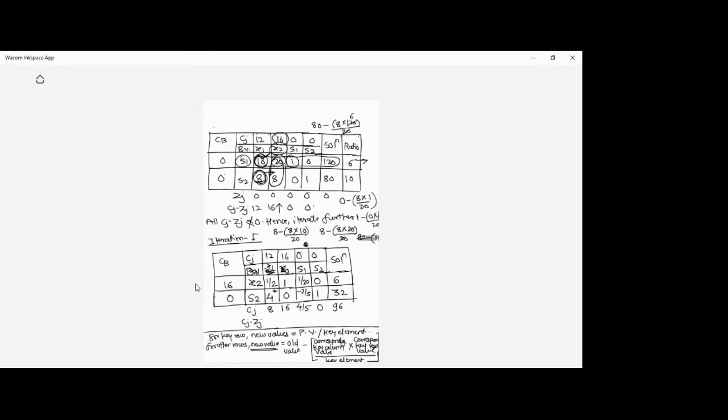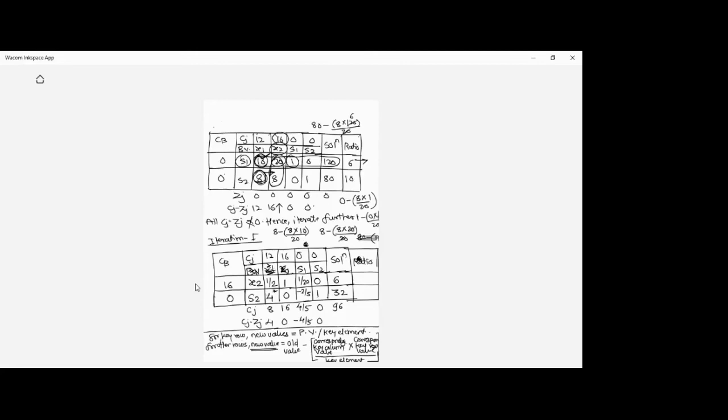Now we have to find out whether it is optimal or not. Optimality check is related with Cj minus Zj. So let's find out: 12 minus 8 is equal to 4, 16 minus 16 is equal to 0, 0 minus 4 by 5 is equal to minus 4 by 5, and 0 minus 0 is 0, right? So all Cj minus Zj values are not less than or equal to 0, and hence we'll have to find out the ratio, and the key row and the key column again, right?